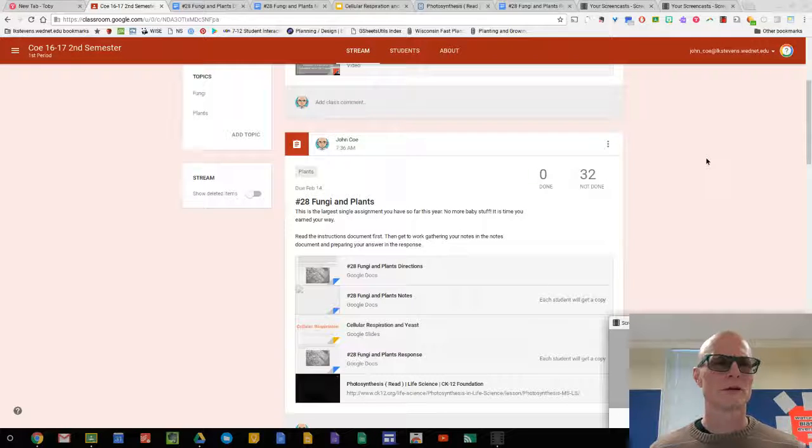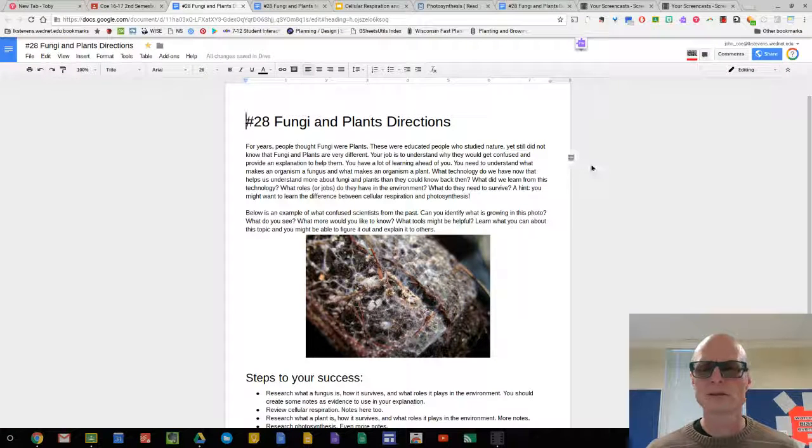Okay, I want to go over task number 28 in detail. It's a little bit bigger than most of the assignments we've done so far. So I want to take you through the directions. I'm not going to read the directions to you, but I am going to highlight kind of the rationale behind it.